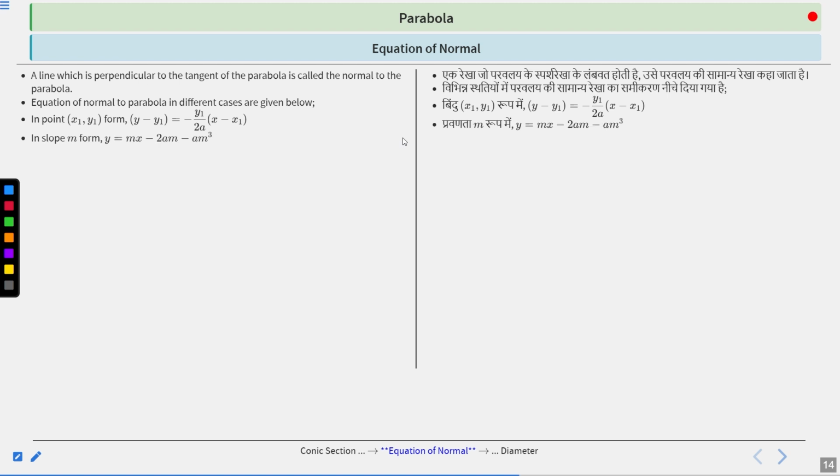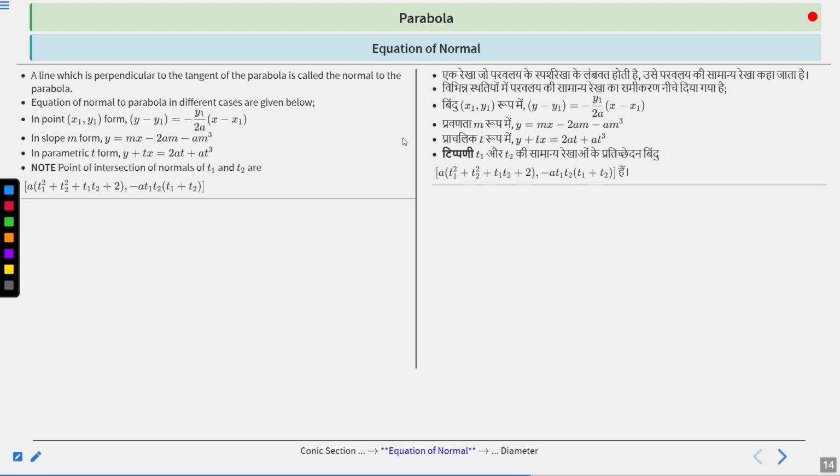In slope form, the equation of the normal can be written as y is equal to mx minus 2am minus am cube. You have to remember this. In parametric form, the equation of the normal can be written as y plus tx is equal to 2at plus at cube. Note, the point of intersection of normals at t1 and t2 is a times (t1 square plus t2 square plus t1 t2 plus 2), and minus a t1 t2 into (t1 plus t2). Got it?